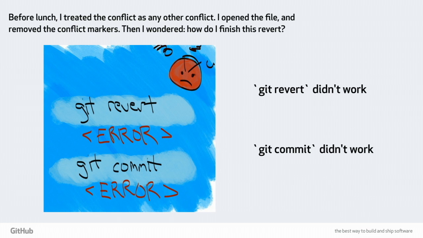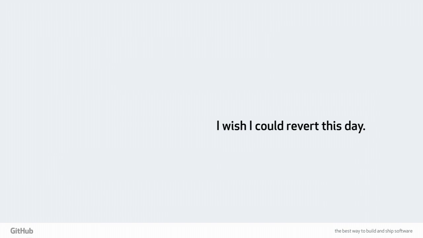Before lunch, I treated the conflict as I would any other conflict. I opened the file and removed the conflict markers. Then I wondered, how do I finish this revert? Git revert didn't work. Git commit didn't work. I wish I could revert this day.